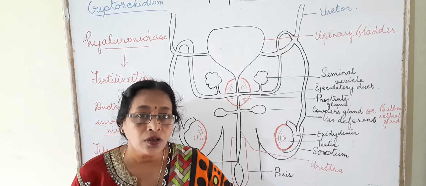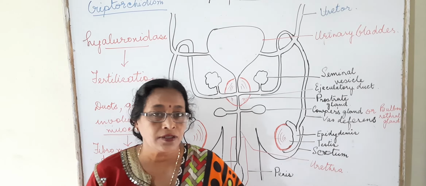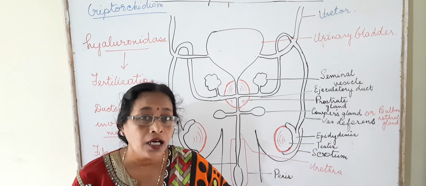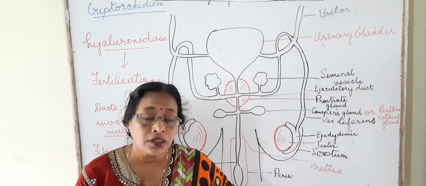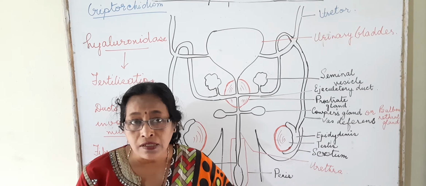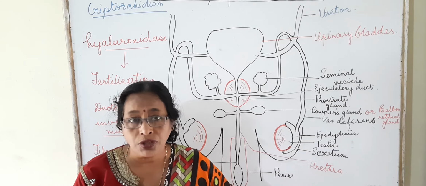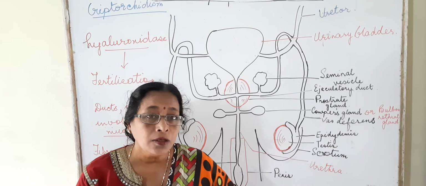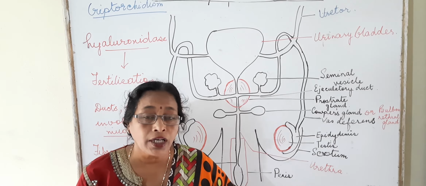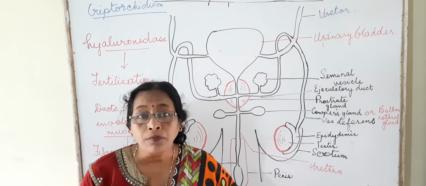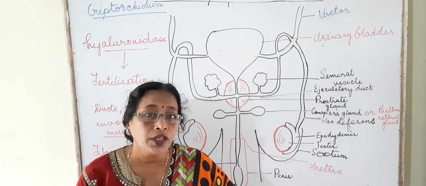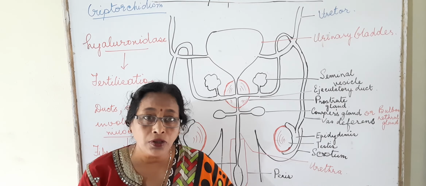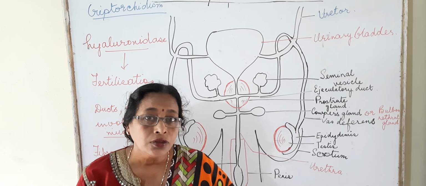Some of the disorders of the male reproductive system are sterility. That means the sperm count is very low, or the sperms are not motile. This condition is known as sterility, where the males are not able to produce viable sperms. And impotency, where the males are not able to reproduce.